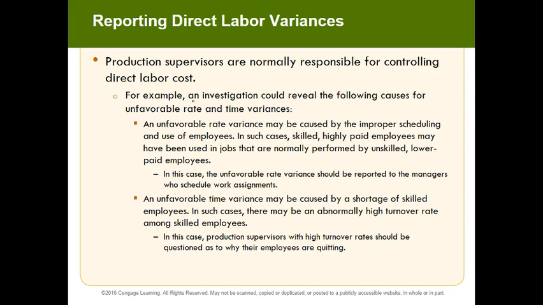You report those direct labor variances to the various production supervisors who are responsible for controlling that. So these are the supervisors who are scheduling their employees and overseeing them. An unfavorable rate can be caused because we scheduled too many people. We used the wrong employees. It just took those particular people more time.